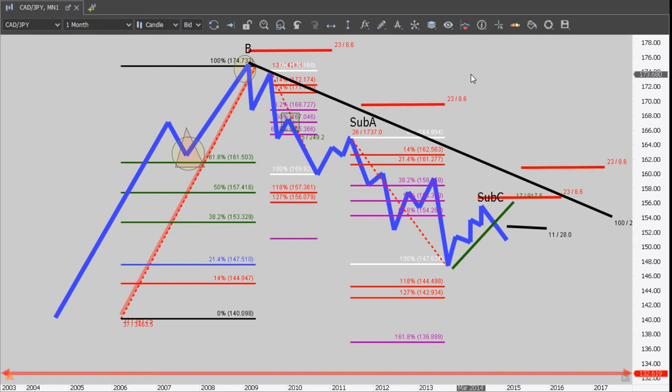Okay, so some of you say sub A, some of you say sub C, some of you say above the downtrend line, right? Now, what is the probability that the market is going to change direction?